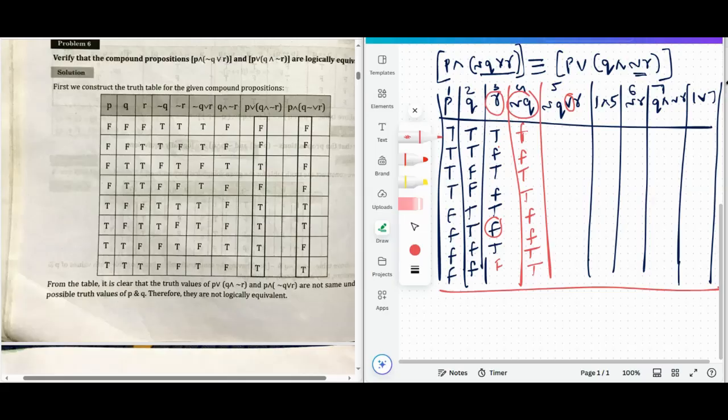So now we'll take for negation Q and R. We'll check for these two conditions. We have, what is R? R means F and F, F and F. It is F. Then F and F, it is F. The remaining all is true.